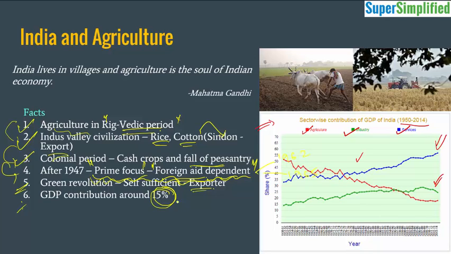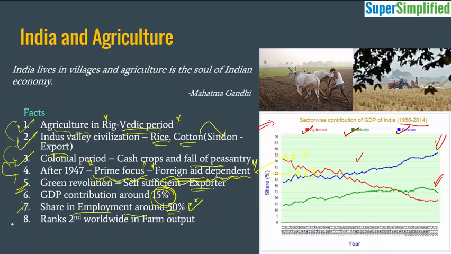Then what is the importance of agriculture? The importance of agriculture comes from another fact: agriculture is the sector which provides 50% of the employment in India. If you talk about the international standing of India, then India ranks second worldwide in farm output, and it is the seventh largest exporter and sixth largest importer of agricultural commodities. So now let's start the actual chapter.